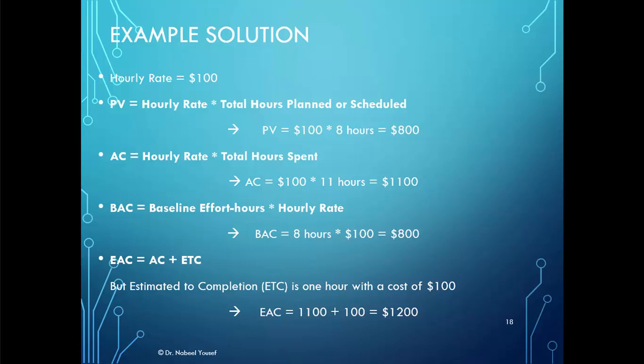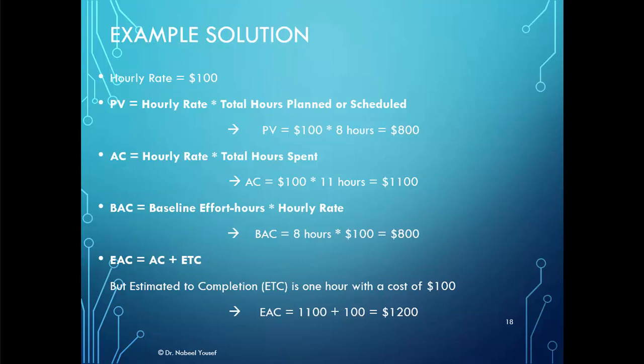Since the hourly rate is 100 and the planned value is equal to the hourly rate times the total hours scheduled for that activity, the planned value is 100 times 8, which is $800. The actual cost equals the hourly rate times the actual hours spent performing that activity. As we know from the question, instead of 8 hours, they have so far spent 11 hours. So $100 per hour multiplied by 11 hours gives us $1,100.